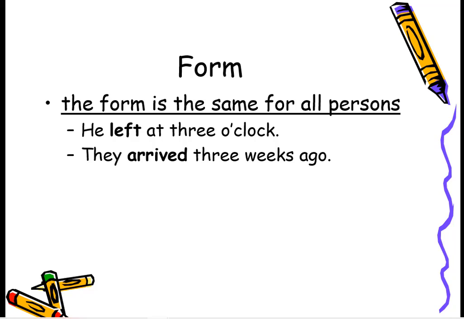We have regular verbs and irregular verbs, as you know. The regular verb, we just add ed. But the irregular ones, we must memorize them. This is a past simple. The form is the same for all persons. He left at 3 o'clock. They arrived 3 weeks ago. We have the verb left and the verb arrived in the past simple.